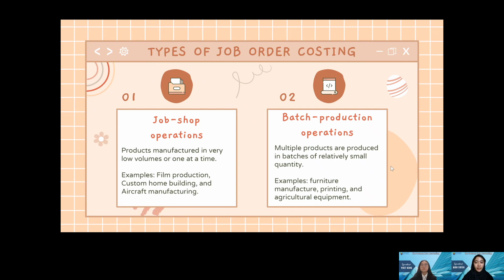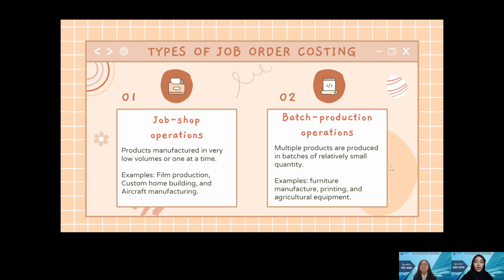In a job shop environment, products are manufactured in very low volume or one at a time. In job order costing, each distinct batch of production is called a job or job order. The cost accounting procedures are designed to assign cost to each job. Then the total cost assigned to each job is divided by the units of production in the job to obtain an average cost per unit. Examples of a job shop environment include film production, custom home building, and aircraft manufacturing.